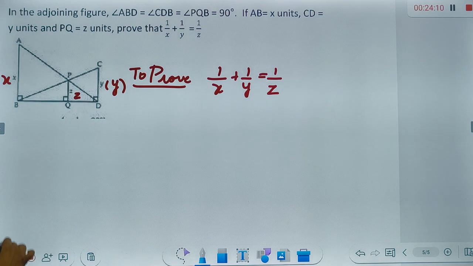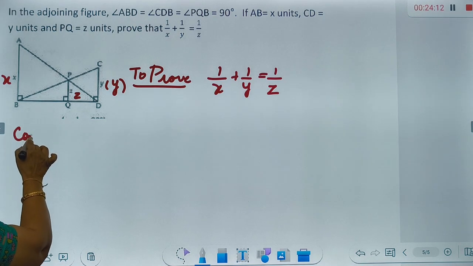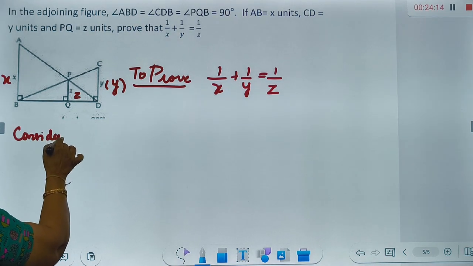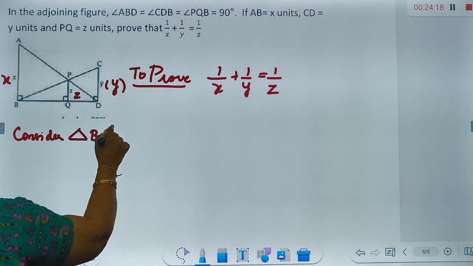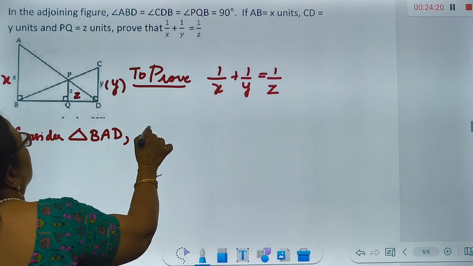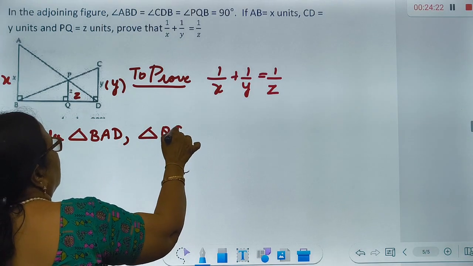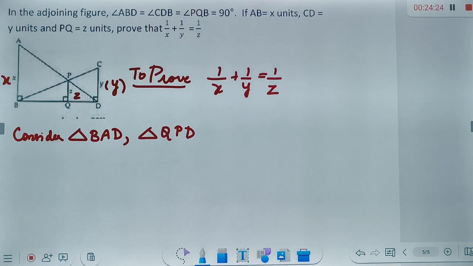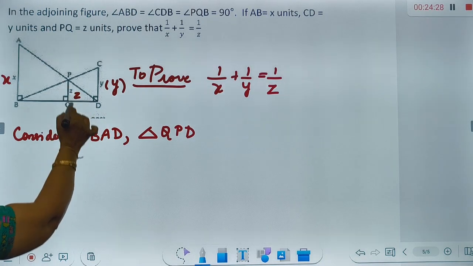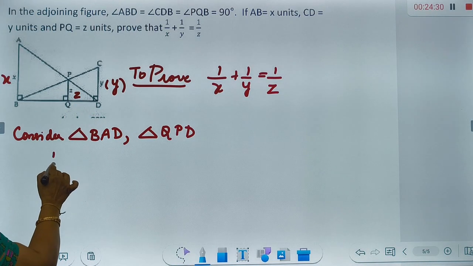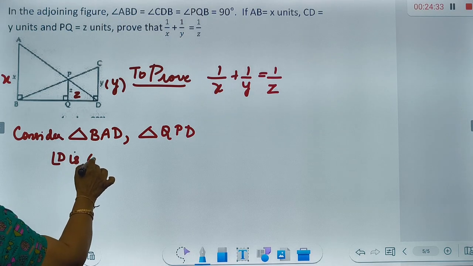So first what I am going to do, I am going to consider triangle BAD and triangle QPD. So I am looking at the big triangle and the small triangle. Now angle D is common.